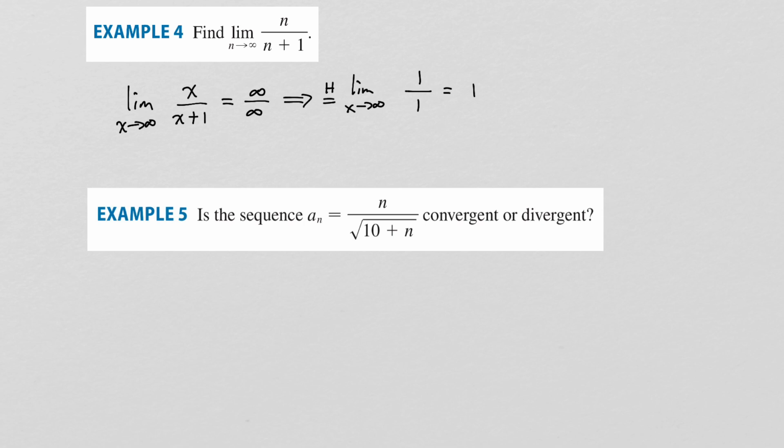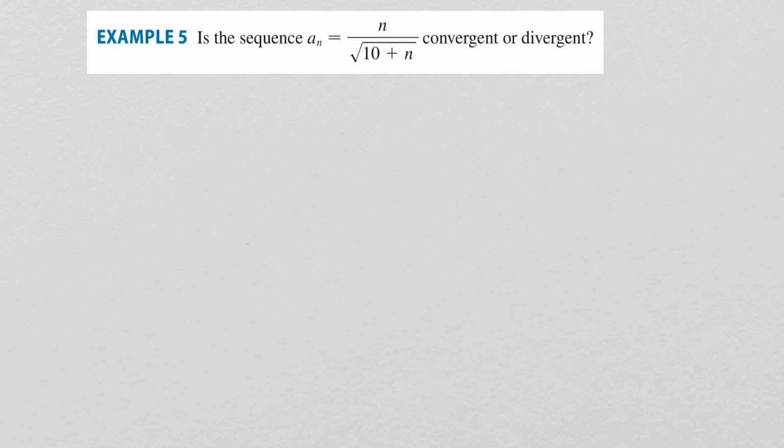But if the limit of x divided by x plus 1 is equal to 1, then this means the limit of n divided by n plus 1 is also equal to 1. Because of the theorem that we talked about previously that said if the limit of a function is equal to something, then the limit of the sequence defined by that function has to be the same limit. So this is really nice because it basically means that we can apply things like L'Hopital's rule to limits of sequences.